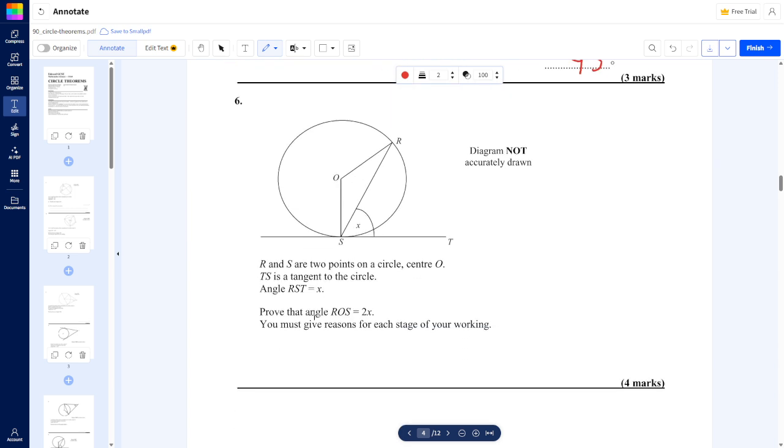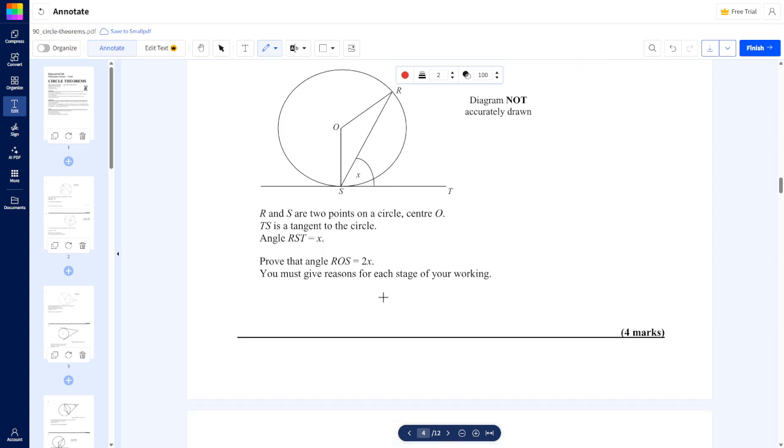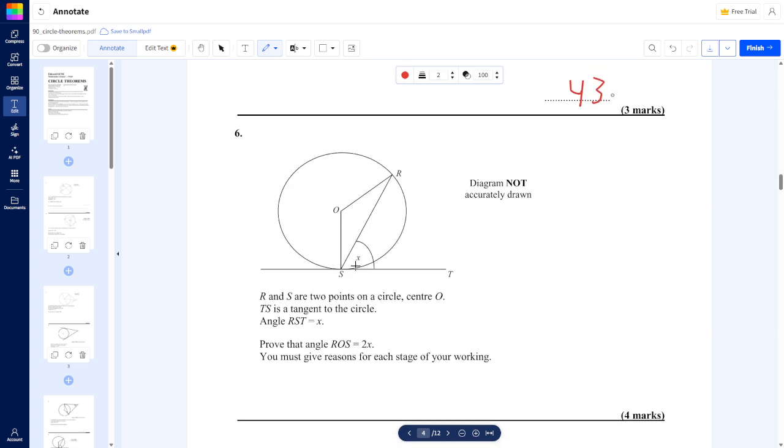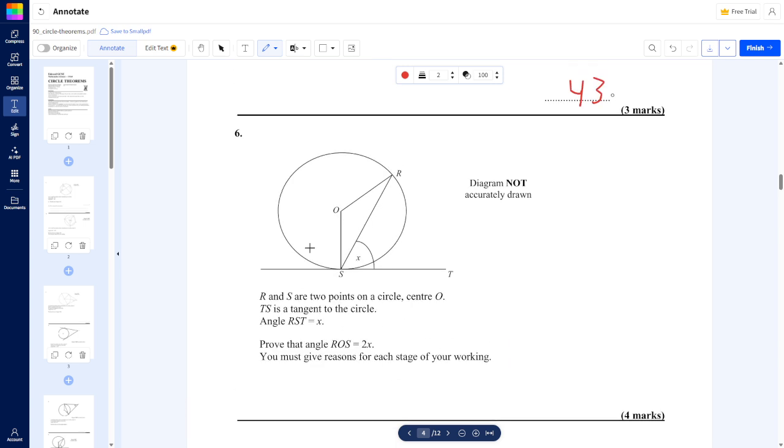Pretty cool. Here, R and S are 2 points on the circle, center O. TS is a tangent to the circle. Angle RST equals x. Prove that ROS, this angle over here, is equal to 2x. You must give reasons for each stage of working. I'm not going to write them out because there's not enough space here, but I'll basically tell you the general thing.